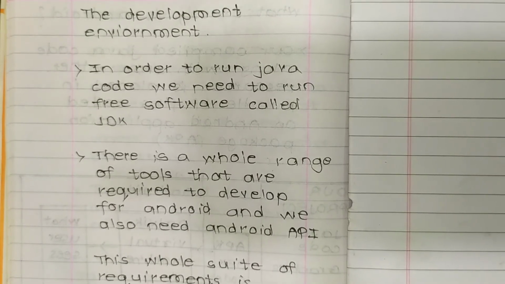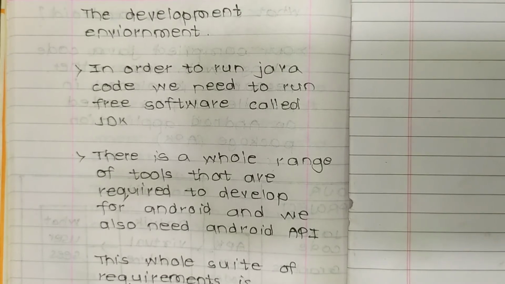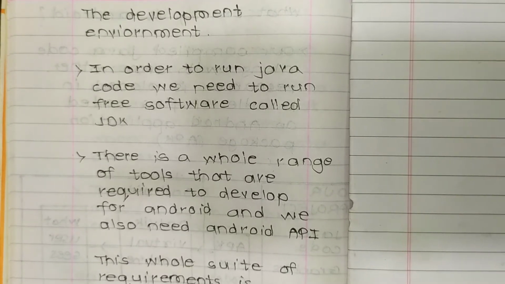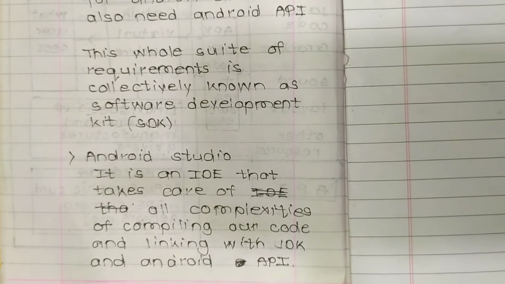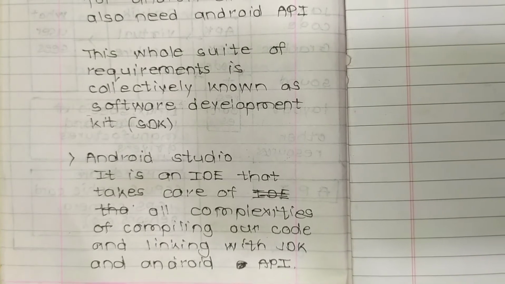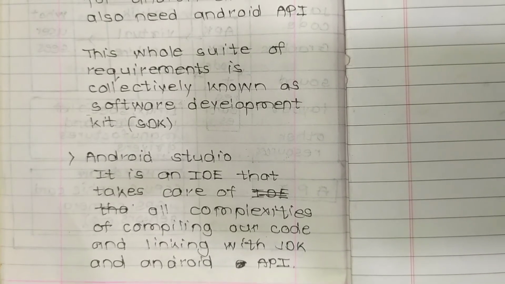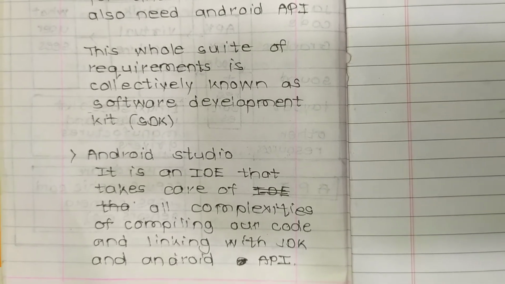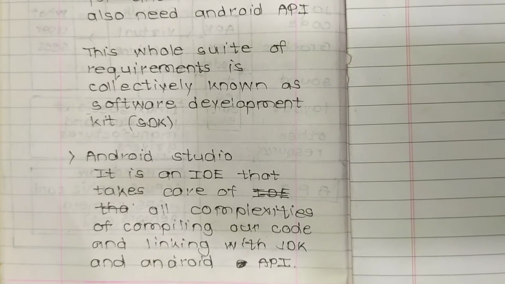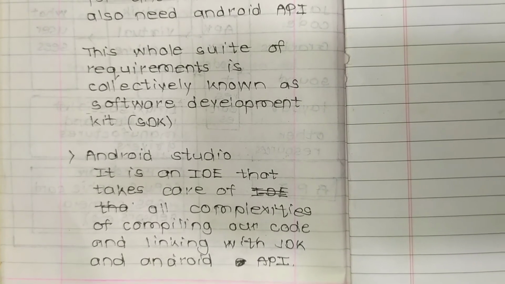Then there is a whole range of tools that are required to develop for Android, and we also need an application programming interface. So we will study these tools required for developing Android apps. So this whole suite of requirements is collectively known as the Software Development Kit, SDK.